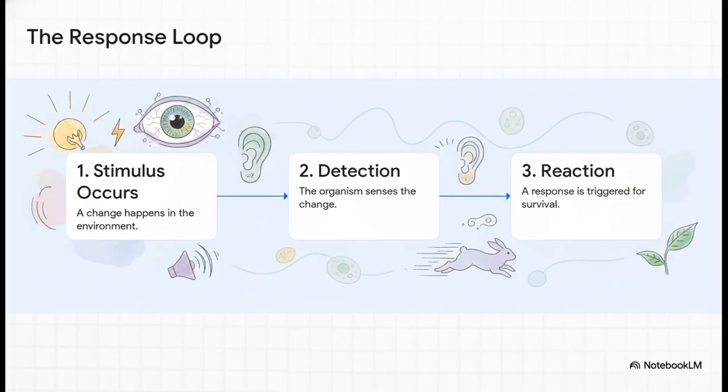And this whole response thing, it basically happens in a simple 3-step loop, over and over again. First, there's a stimulus: a loud noise, a bright light, a change in temperature. Second, the organism detects it. And third, it reacts, usually in a way that helps it survive. This process is running constantly, in every living thing, every single moment.